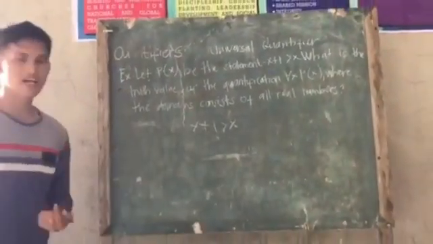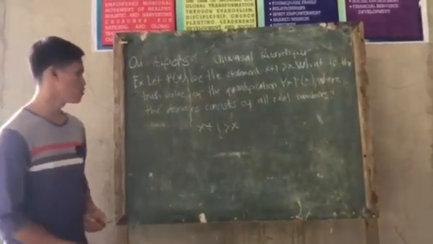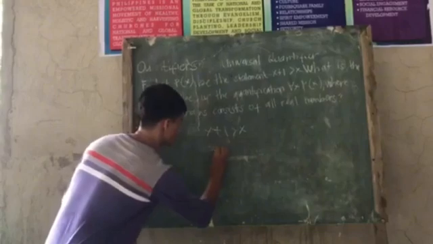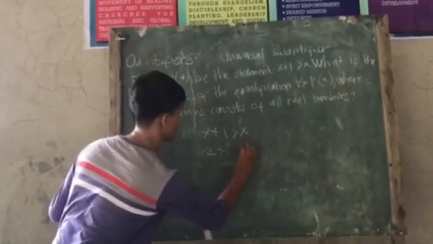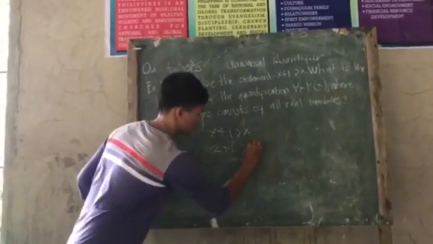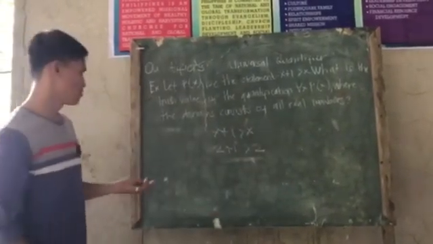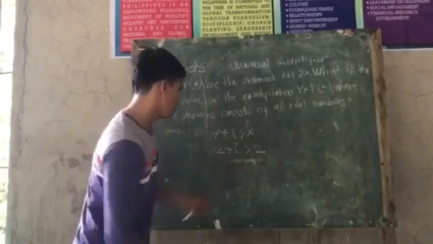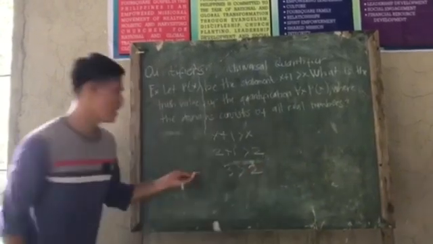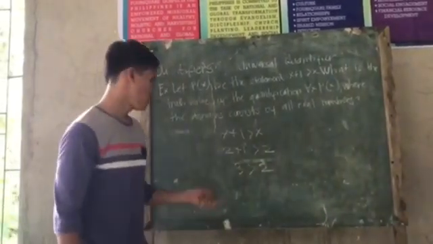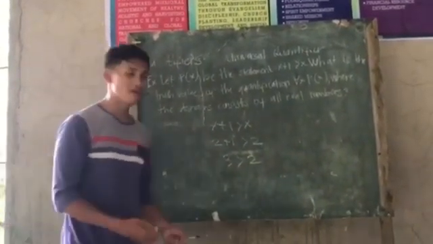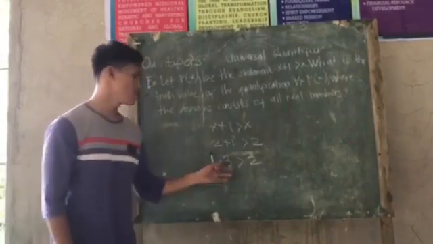For instance, we will use the number 2 to substitute the value of x. So 2 plus 1 is greater than 2. 2 plus 1 is 3. As we can see, 3 is greater than 2. So, as we can see, the statement is true because 3 is greater than 2.